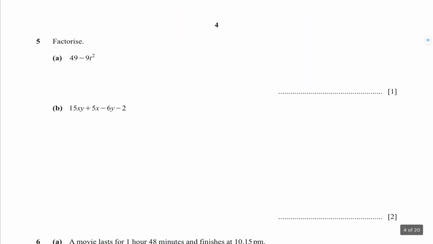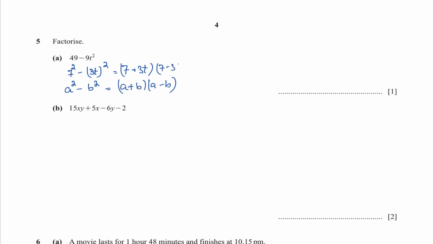We have two values and both of them are perfect squares, and we have a minus sign in between. So whenever that happens to be the case, we rewrite them as their squares. So 49 can be written as 7 square and 9t square can be written as 3t whole square. So this is similar to a square minus b square, which can be factorized and written as a plus b into a minus b. But instead of a, we have 7, and instead of b, we have 3t. So we're going to have 7 plus 3t and then 7 minus 3t.